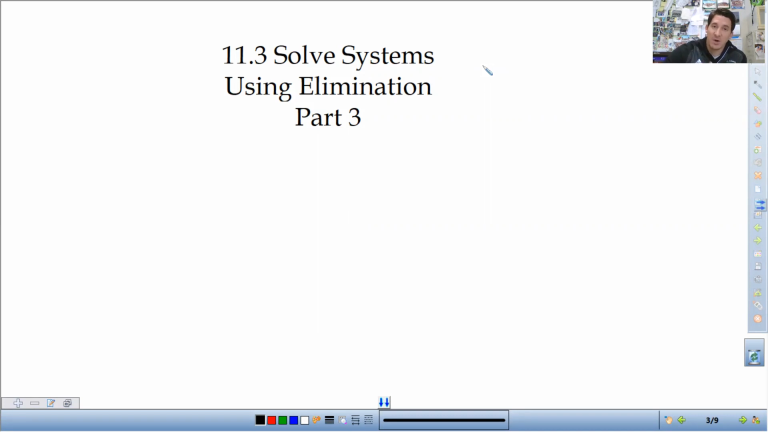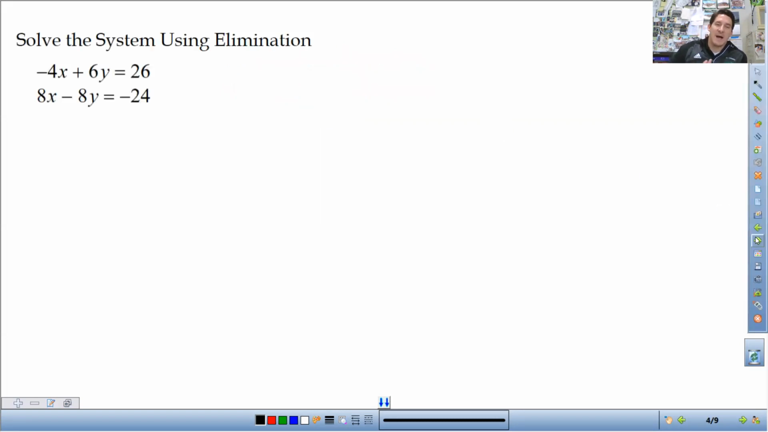The next part we learned what happens if you have matching coefficients on one of the variables, but they're both positive or both negative. We learned that you multiply one of the equations by -1 to get that condition of matching coefficients, one positive, one negative, so things will eliminate. Today, what we're going to look at is what do you do if your numbers don't match. So let's look at this example here.